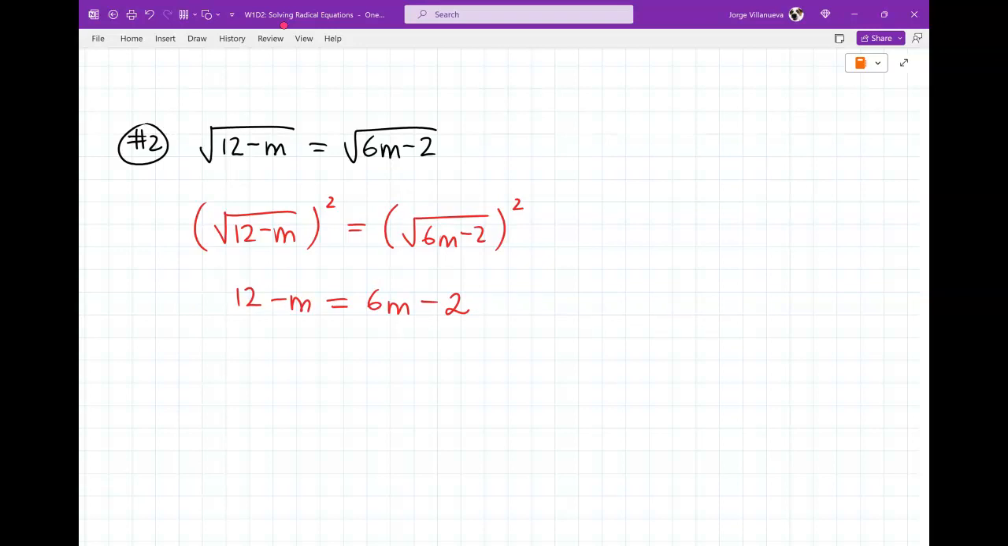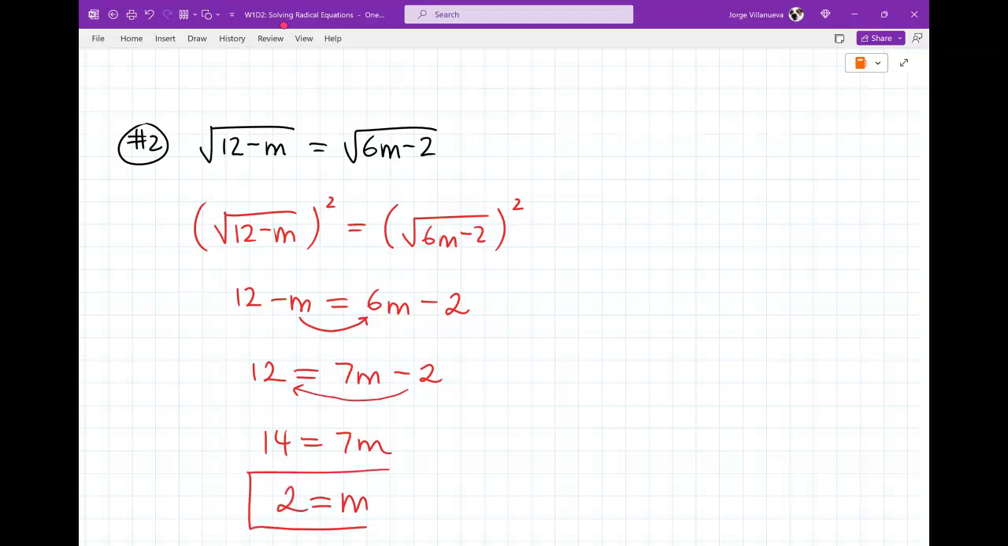So let's combine my like terms. There's a negative m and a positive 6m. So I'm going to move the negative m over to make that a 7m. So 12 equals 7m minus 2. Because remember, the negative m becomes a positive m when you move it over. Then let's get this negative 2 and move that over here. So it becomes a positive 2. So 12 plus 2, that's 14. So what's m equal to? To 2, right? So there we go.